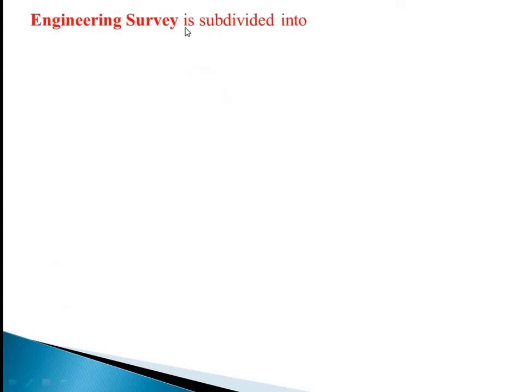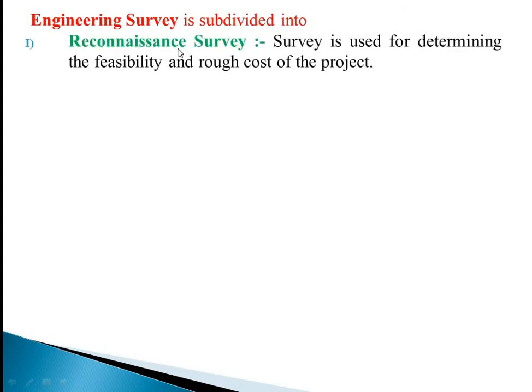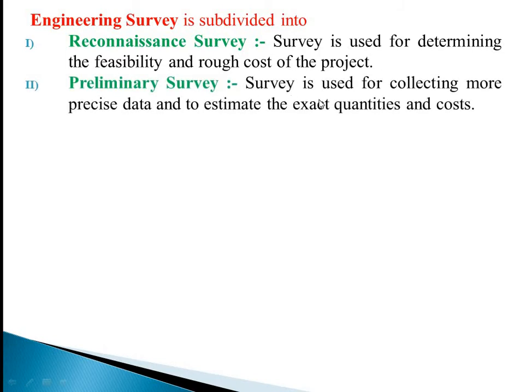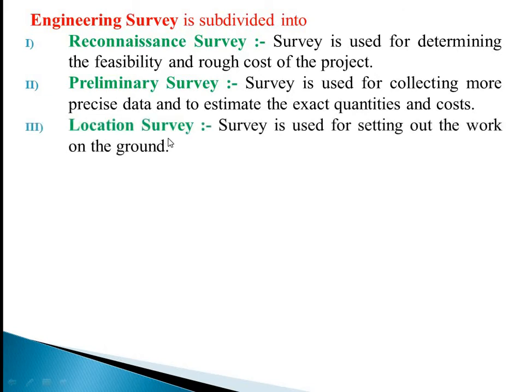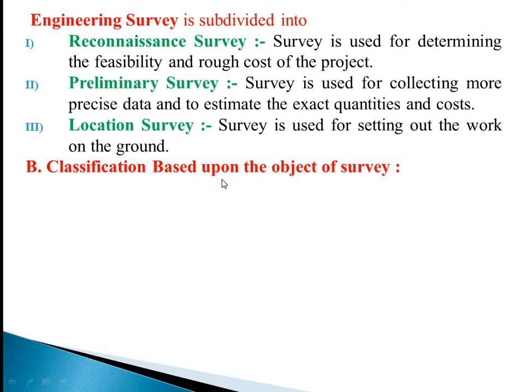Engineering survey is subdivided into reconnaissance survey, which is used for determining the feasibility and rough cost of the project. Then preliminary survey, used for collecting more precise data and to estimate the exact quantities and cost. Then location survey, used for setting out the work on the ground. Then classification based upon the object of survey.